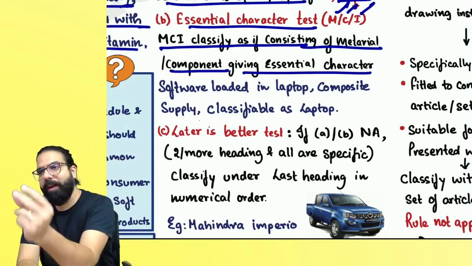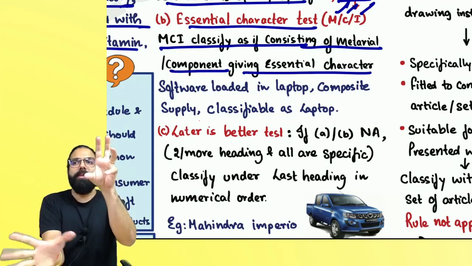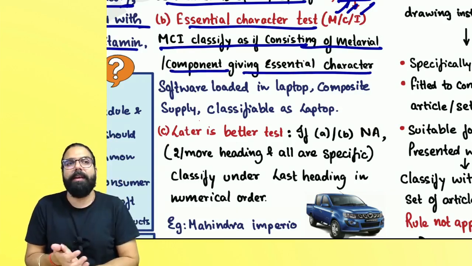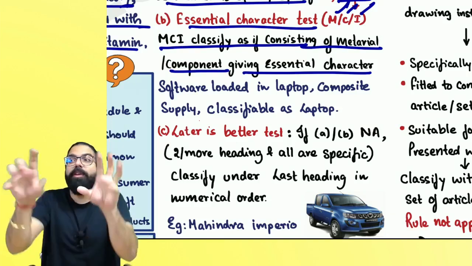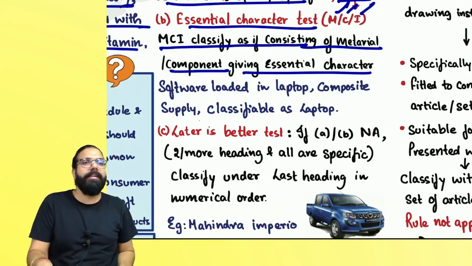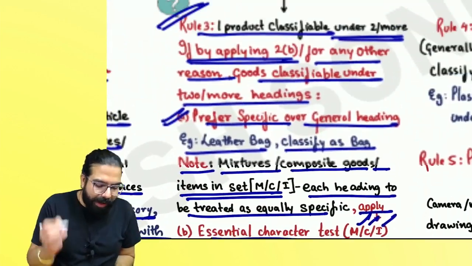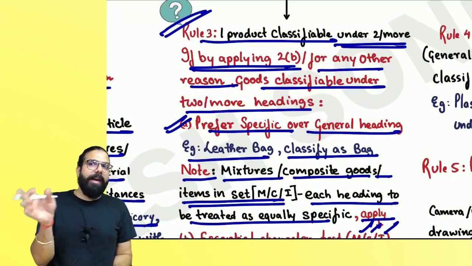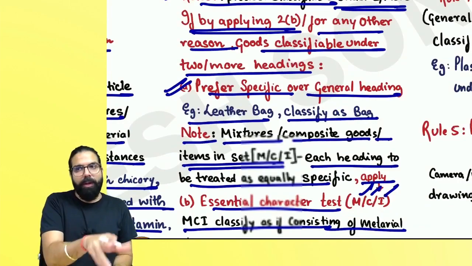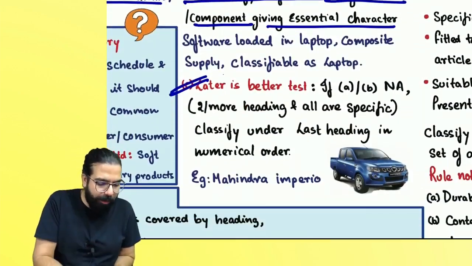A laptop loaded with software is still classified as laptop. Sir, you bought a book, along with the book one CD came, but it is still classified as book because the book gives the essential character. Sir, I bought a software, along with the software one manual came. Classify as software because software gives the essential character.